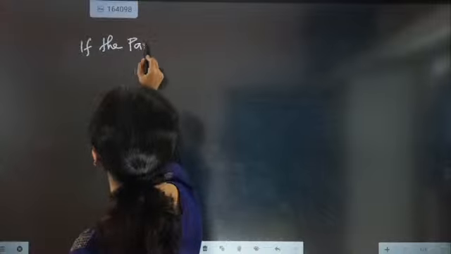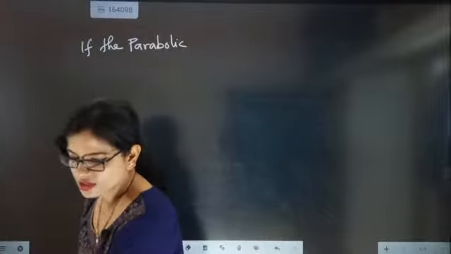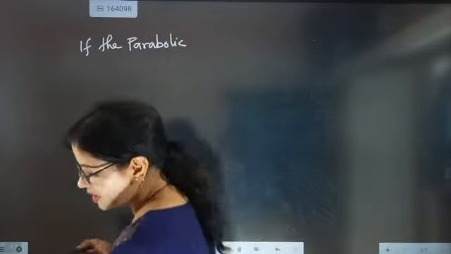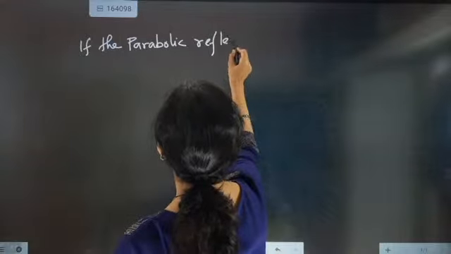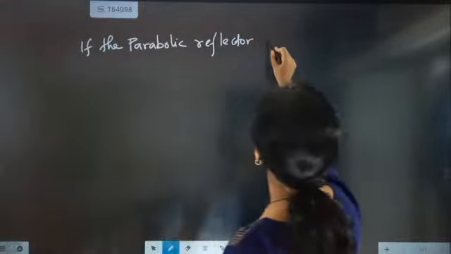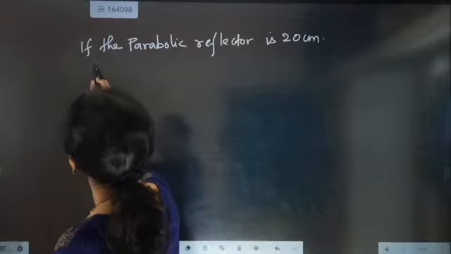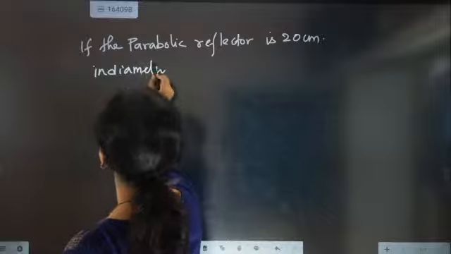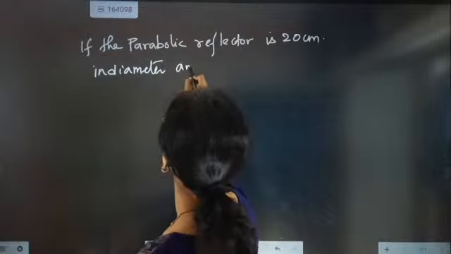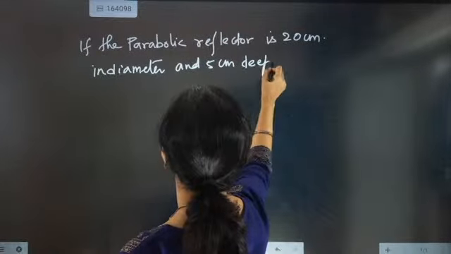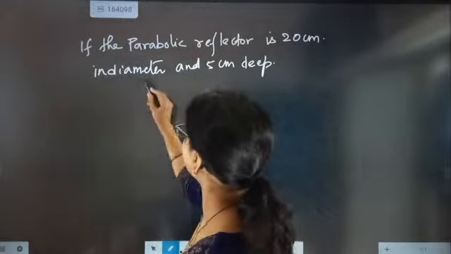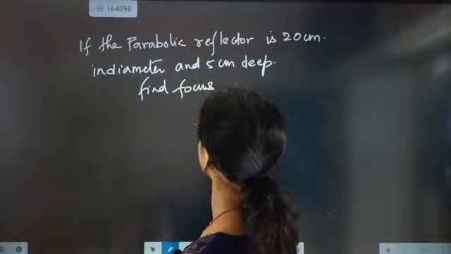Now the question is: if the parabolic reflector is 20 centimeter in diameter and 5 centimeter deep, then find its focus.